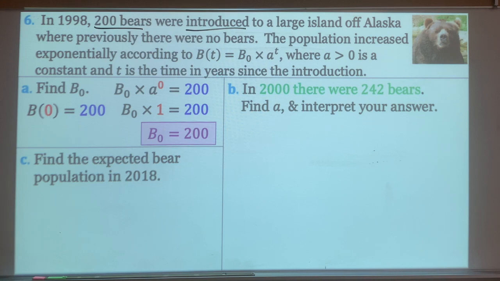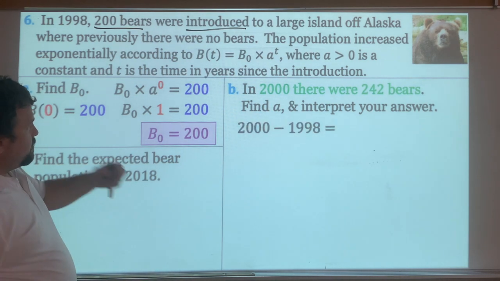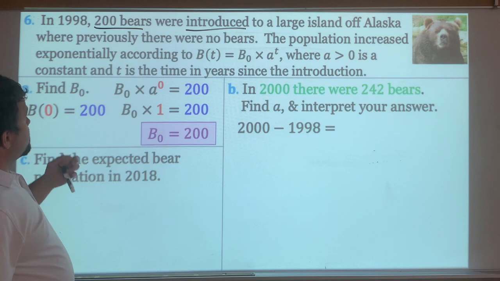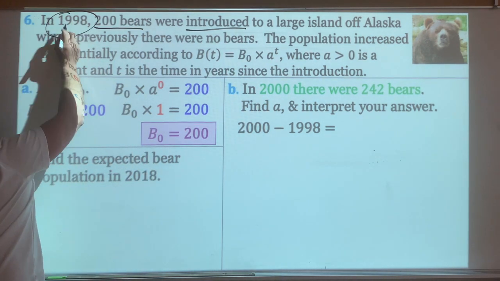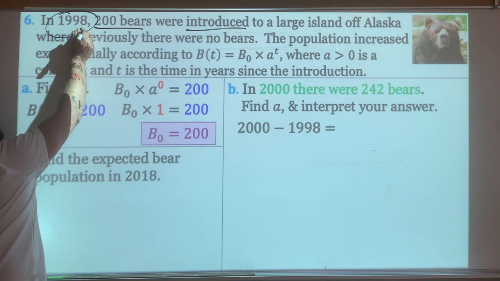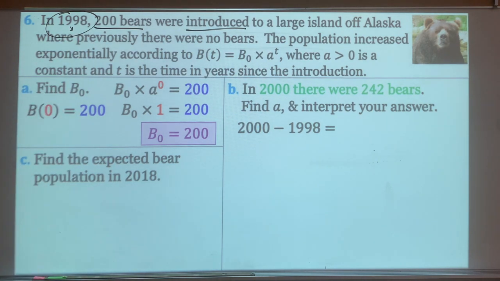B, in 2000 there's 242 bears. Find A now and interpret your answer. All right, so now we have the equation. How many years was it from 2000 to the initial time in 1998? So this is the initial time, right? Everything is from here. So to get from 1998 to 2000, that is 2 years, okay? So T would be 2.